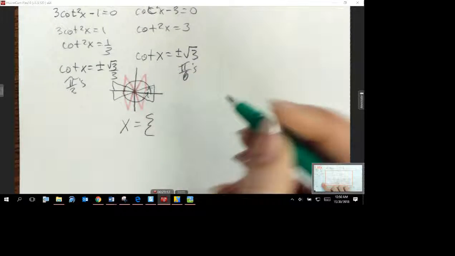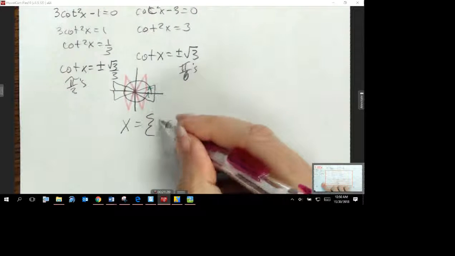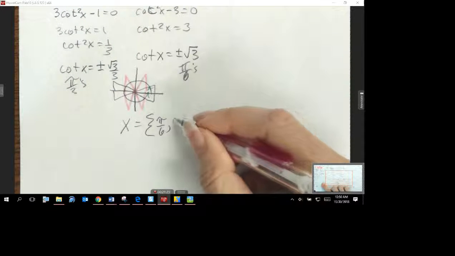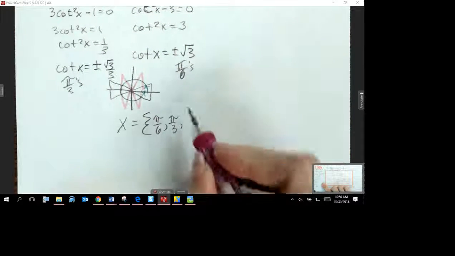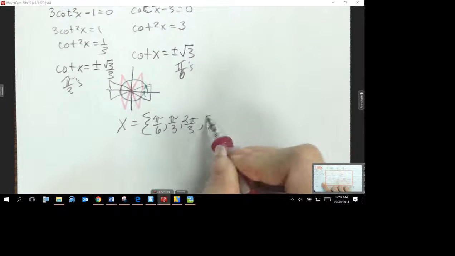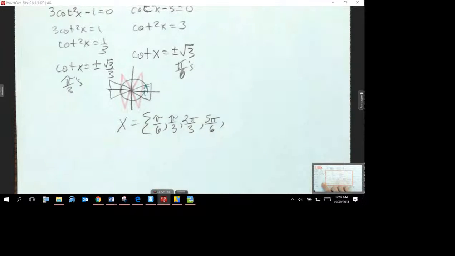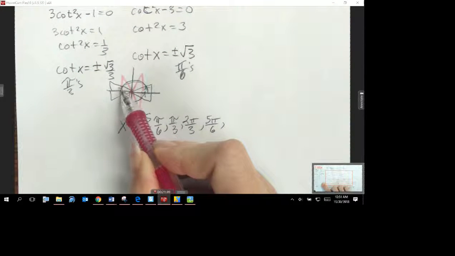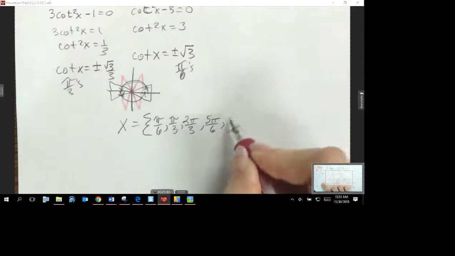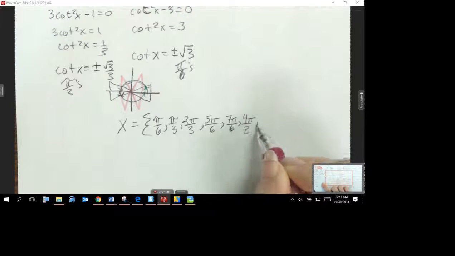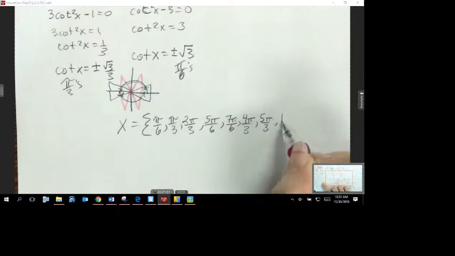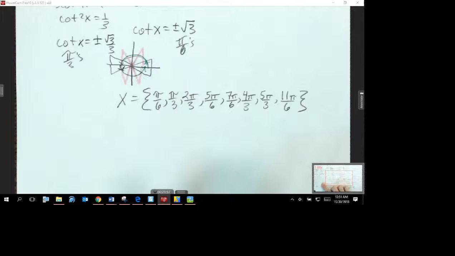The first thing that I come to is pi over 6. Then my next one is pi over 3. What is the third answer I come to? 2 pi over 3. Then 5 pi over 6. So there's the top half. After I get to pi, what's my next one I go to? 7 pi over 6. Then 4 pi over 3. 5 pi over 3. And then finally 11 pi over 6. So that is the correct order for all 8 answers.